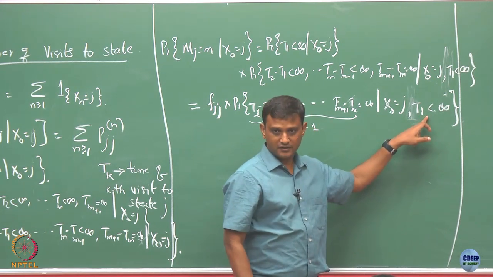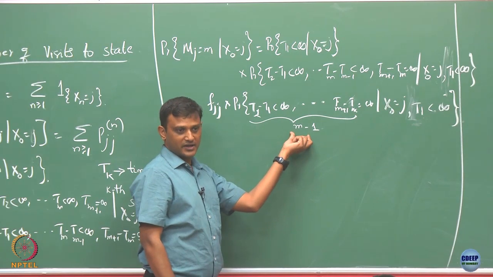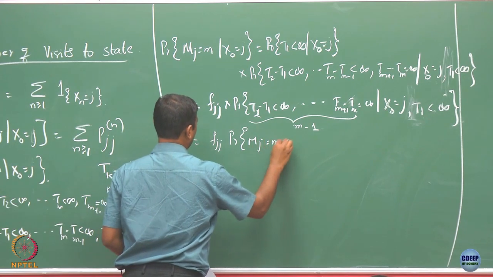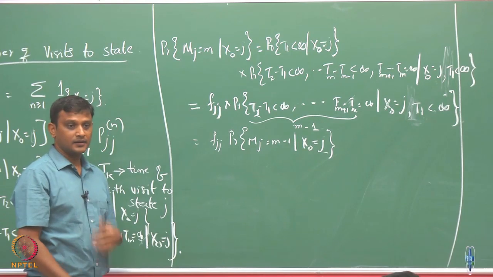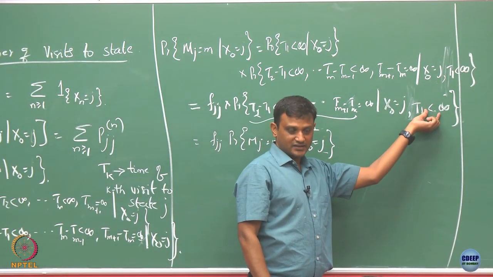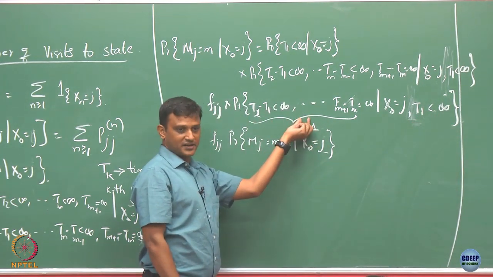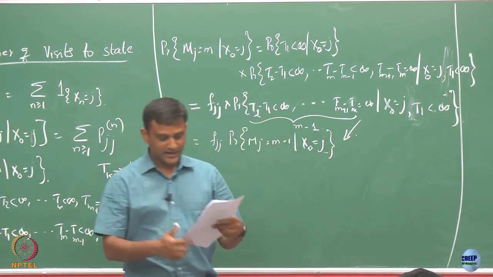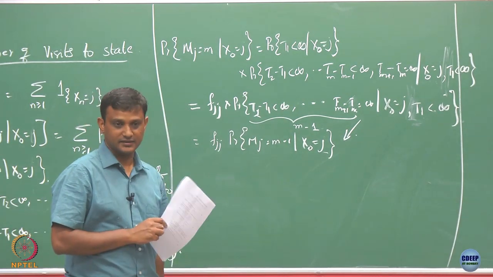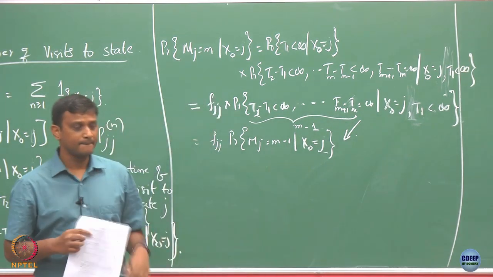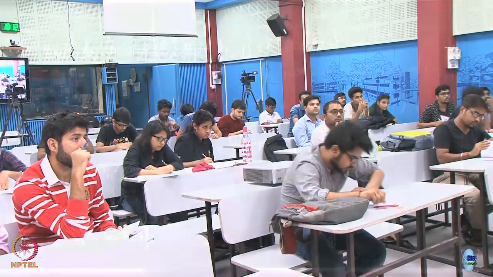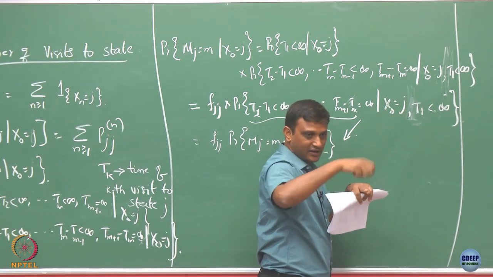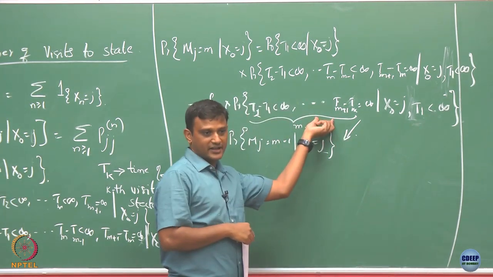Now I have already conditioned that you have hit it first time at some point, after that you are again going to hit it m minus 1 times. So is it not the case that this probability is nothing but, I can interpret as whenever you hit T1 less than infinity, from that point again you are visiting your state j again in the m minus 1 rounds. Check that this is indeed correct. The T1 has been absorbed into this, right? Whenever that hit happened for the first time, now I can think of that as the starting point and from there subsequently visiting m minus 1 steps.